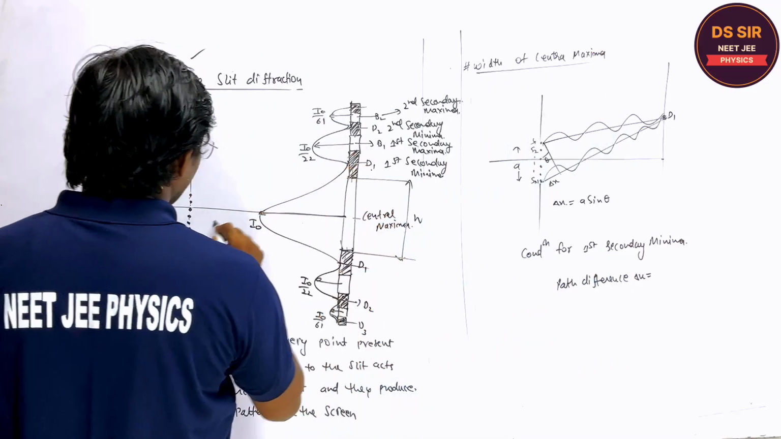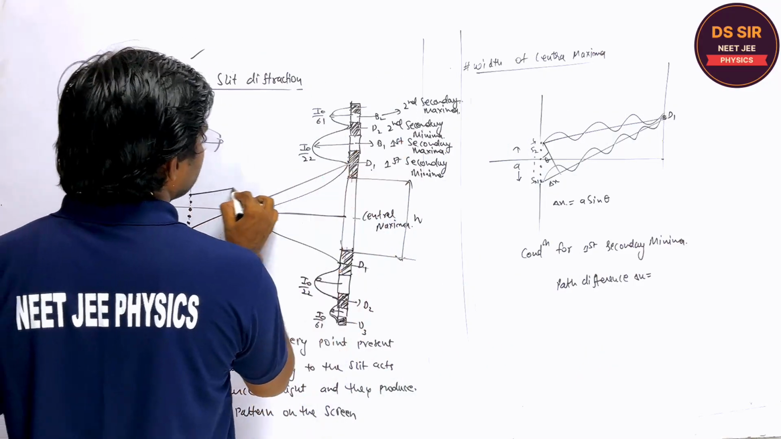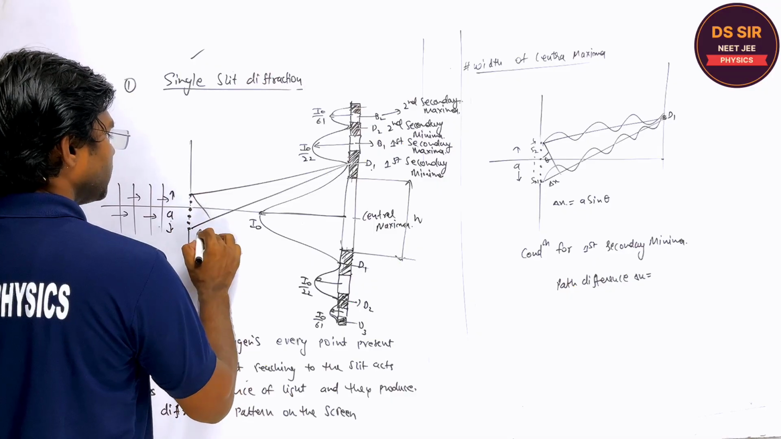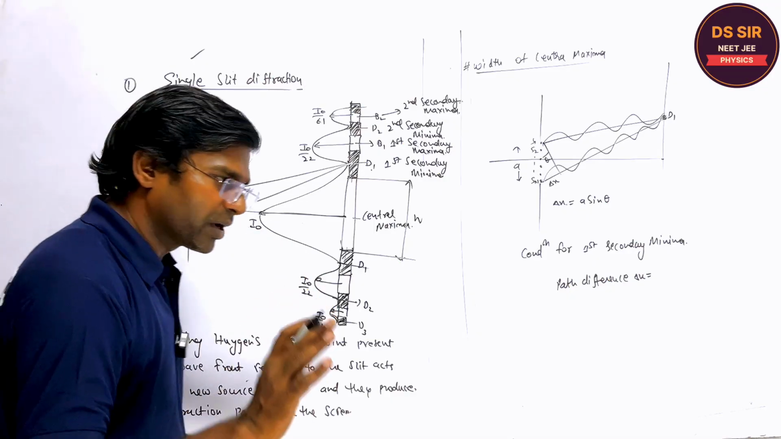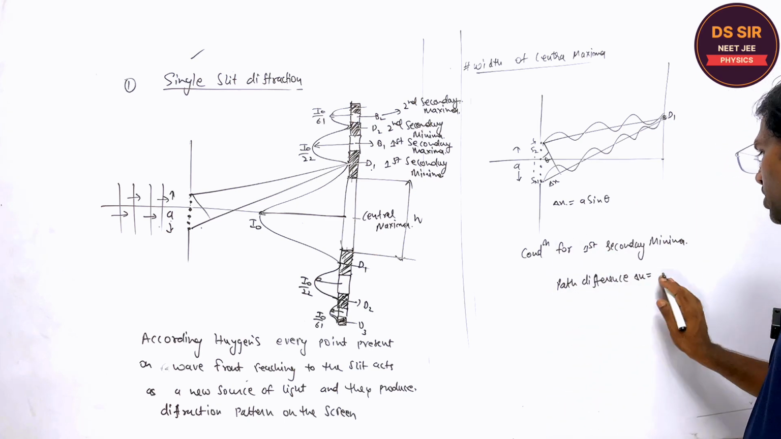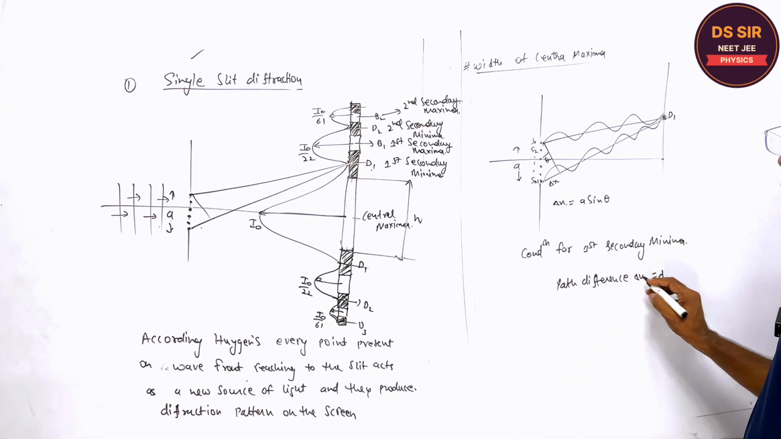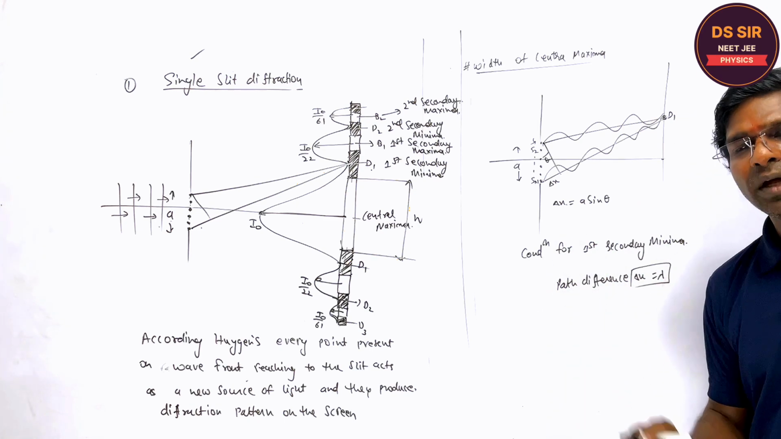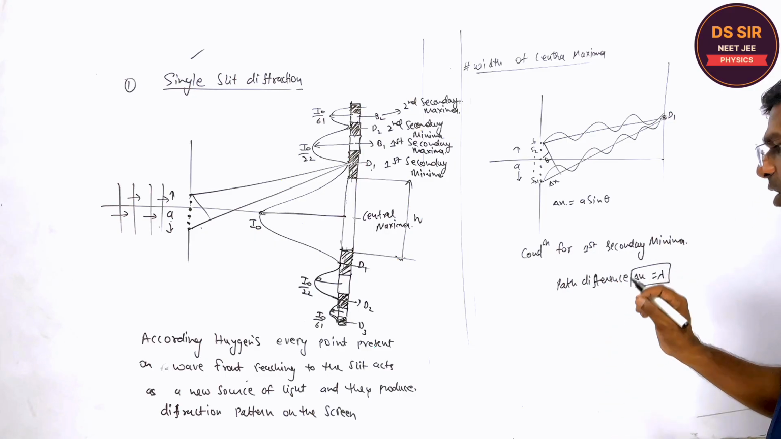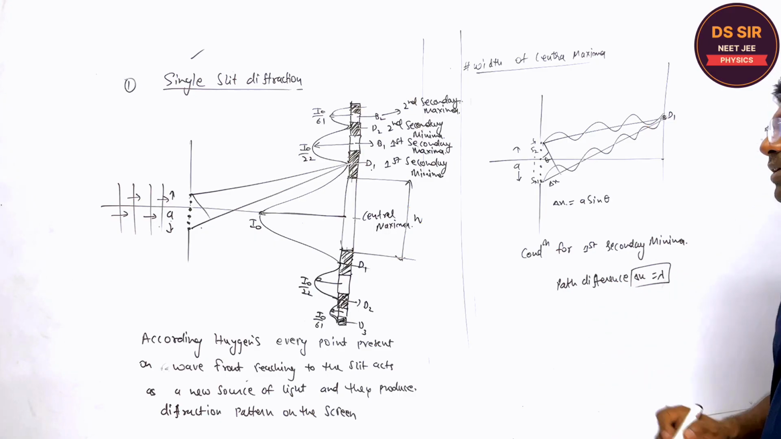No, I am asking only for the D1. Repeat. Right, very good. But in case of diffraction, this path difference is lambda. You have to remember, and why it is so, I will explain. This is the condition for the constructive interference.